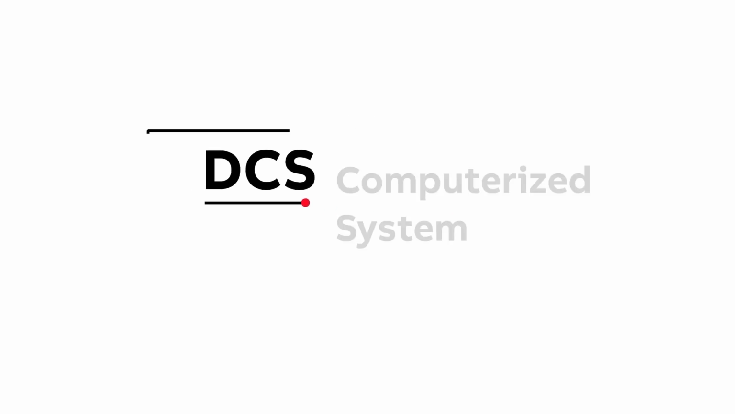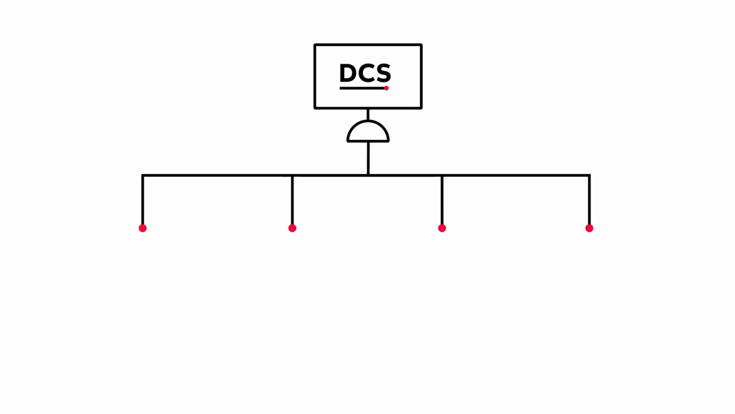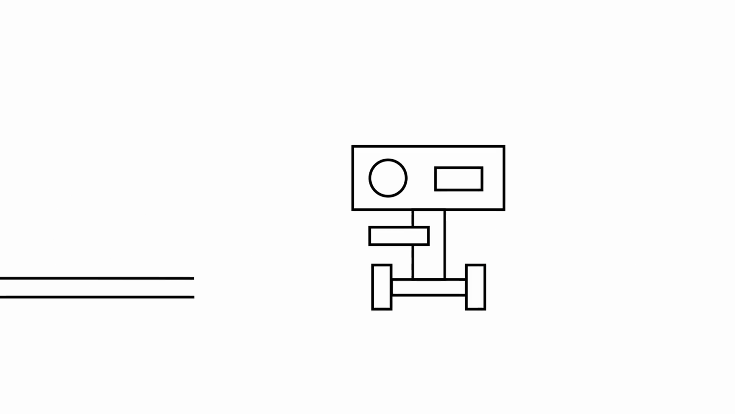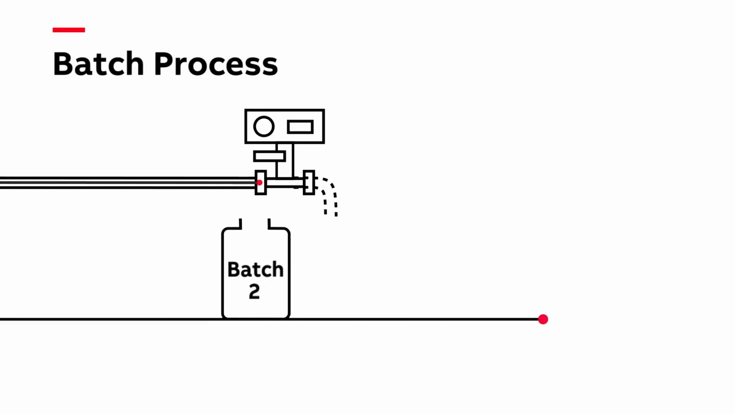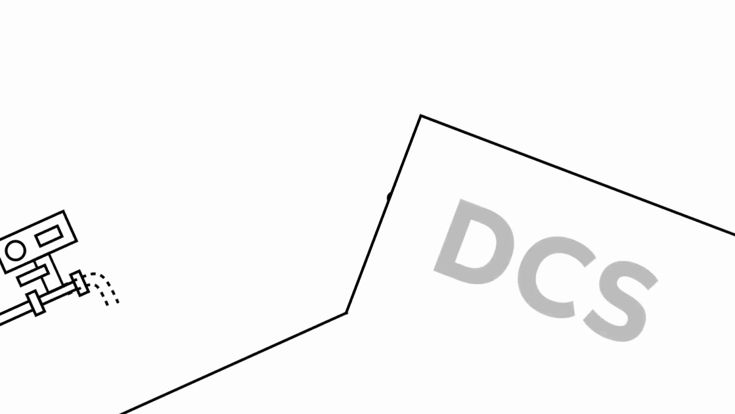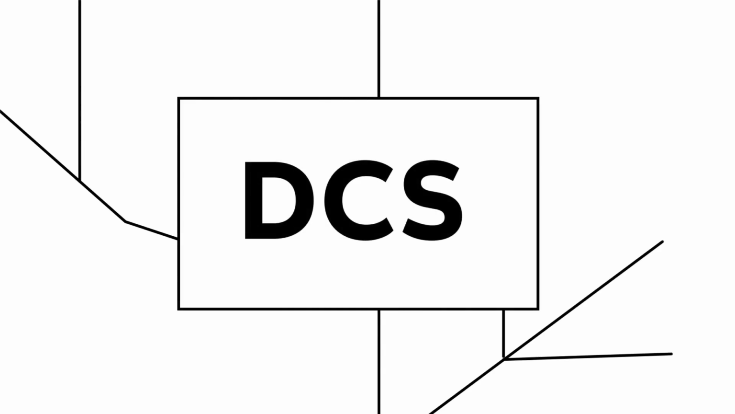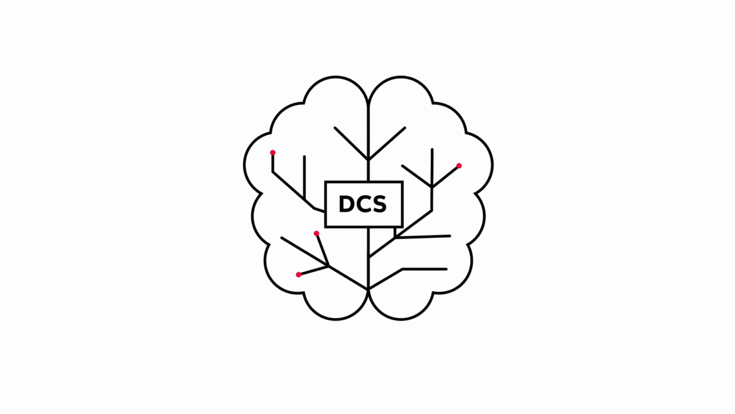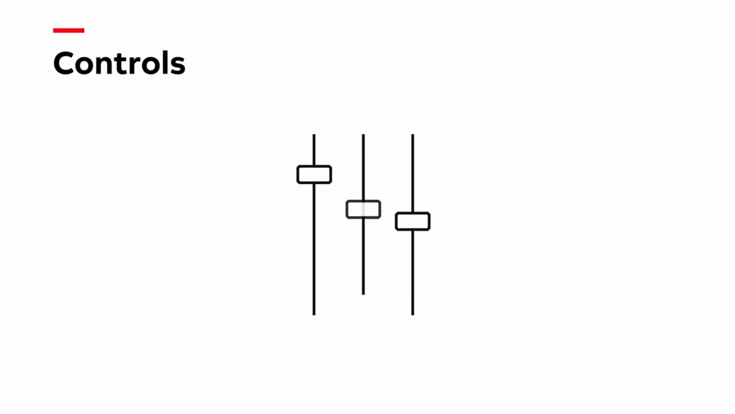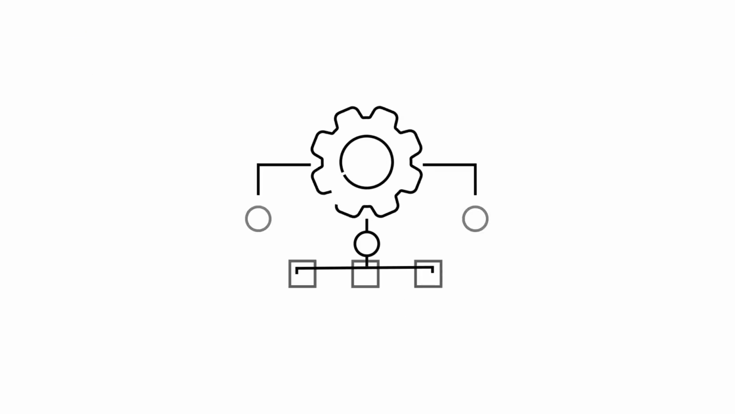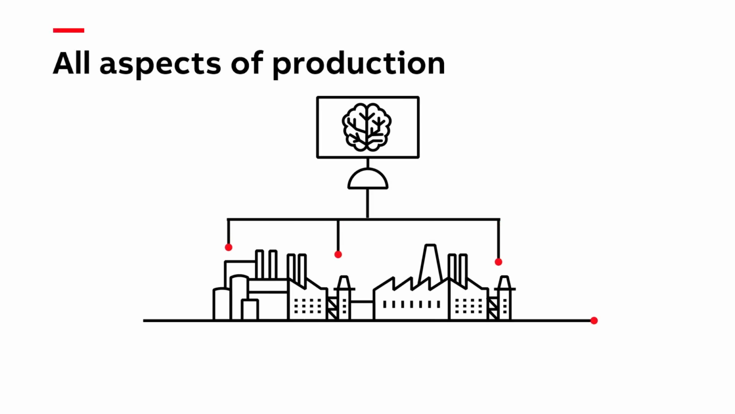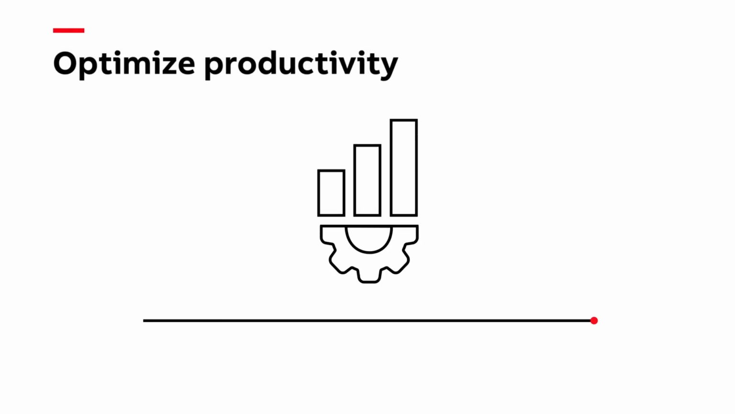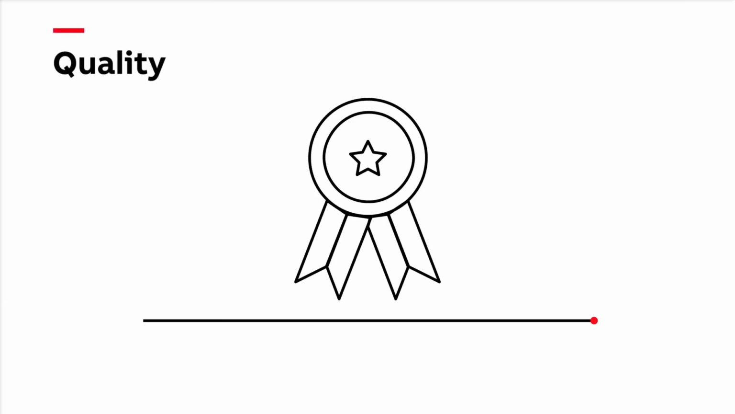A distributed control system, or DCS, is a computerized system that automates industrial equipment used in continuous processes as well as batch processes while reducing risk to people and the environment. The DCS is considered to be the central nervous system and brain, as it safely controls, automates, and coordinates every aspect of production to help optimize productivity and ensure quality.